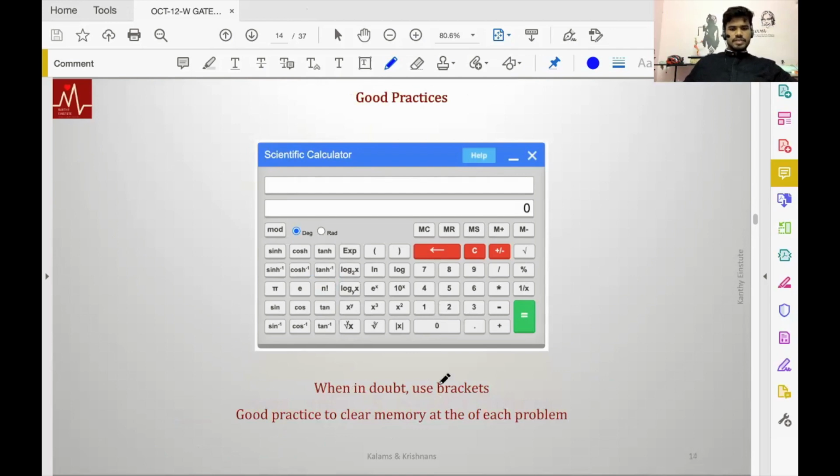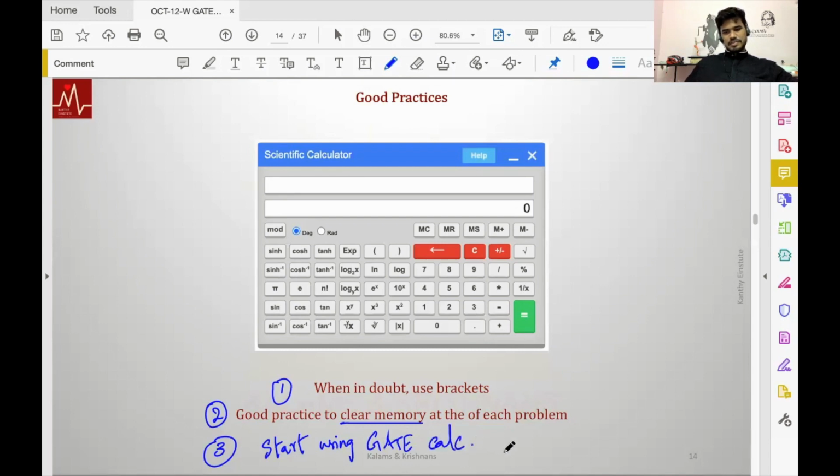And finally, we already recommended this: when in doubt, use brackets. Second, always remember to clear your memory. Clearing the display you'll be doing anyway, because it gets cluttered, but clearing memory is a good practice. All these good practices matter if you start using the GATE calculator from now onwards. Start using it, not even practicing, then the differences between good and bad start mattering. So GATE calculator from now on.